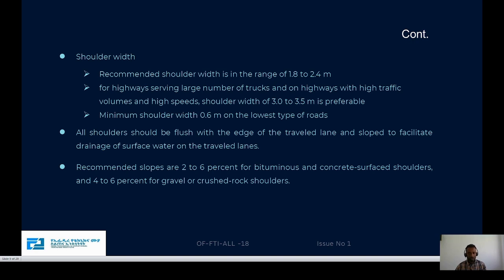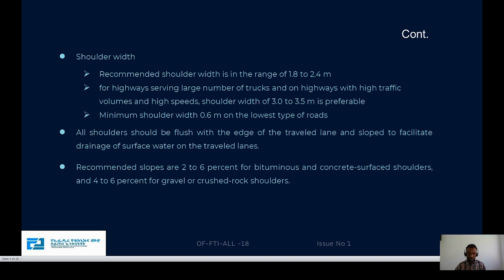Shoulder width varies depending upon different manuals. Mostly a recommended shoulder width is from 1.8 up to 2.4 meters. For a highway serving a large number of trucks, and highways with high traffic volumes and high speeds, a shoulder width of 3 up to 3.5 is preferable. Minimum width will be 0.6 meters for the lowest type of roads.